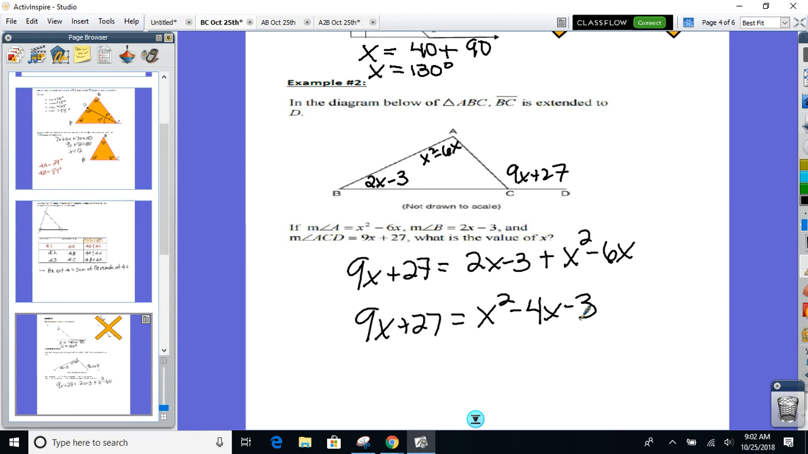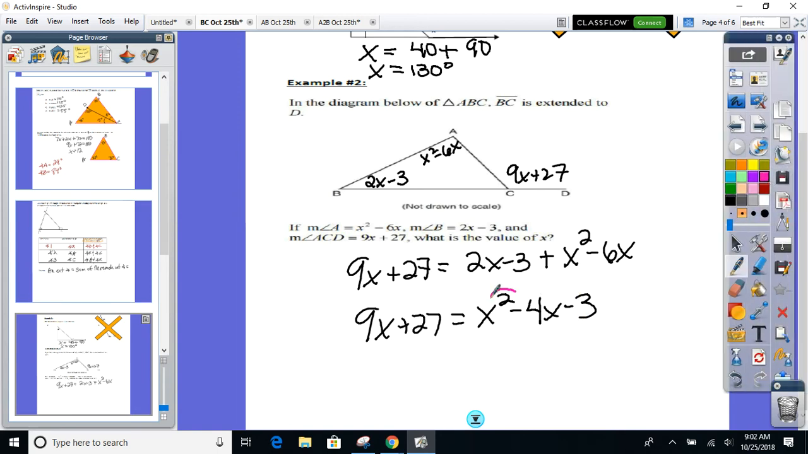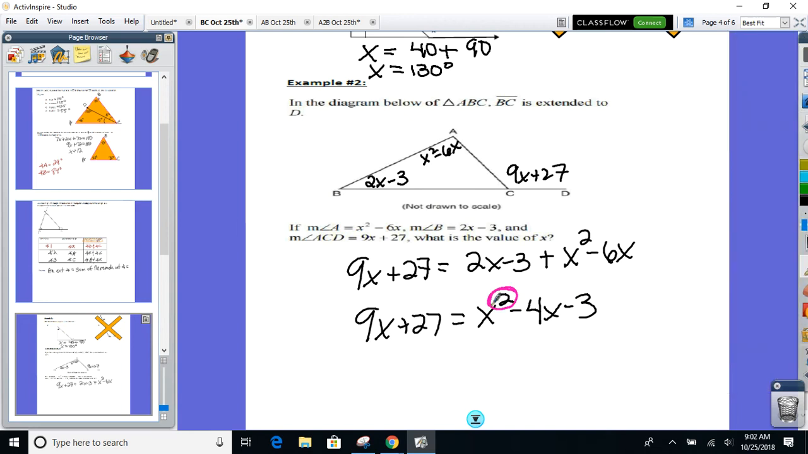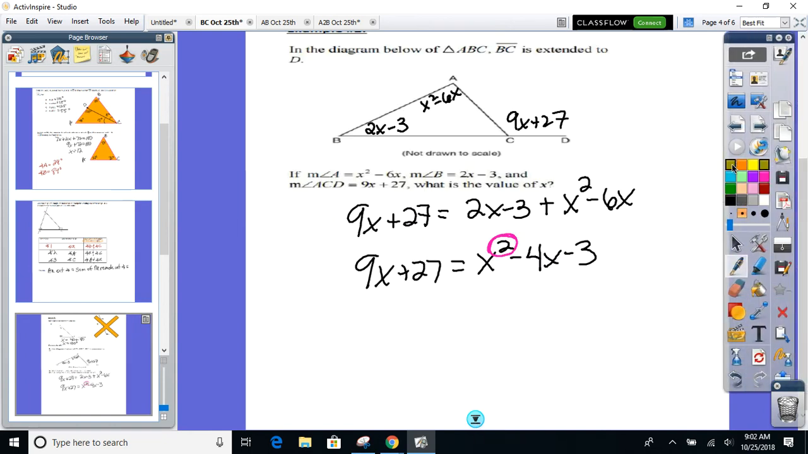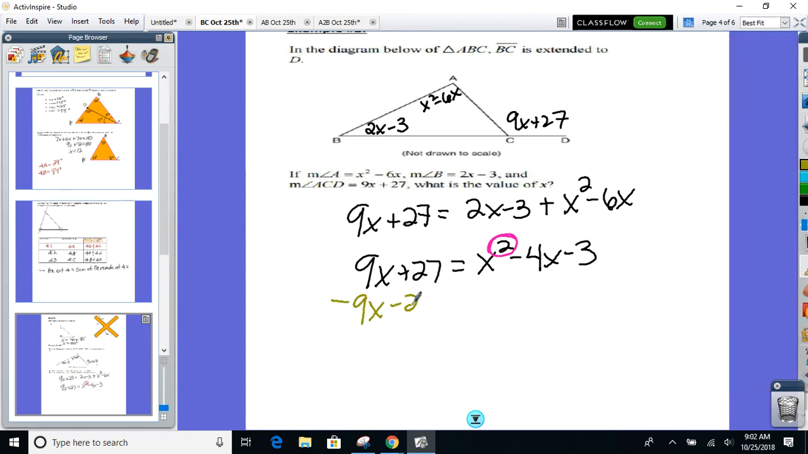All right, everyone see the highest exponent up here? That's a 2. Probably going to have to end up factoring, but not until what? One side is solved for 0. One side is equal to 0. So I'm going to move 9x and 27 over. How? Subtract the 9x and subtract the 27.